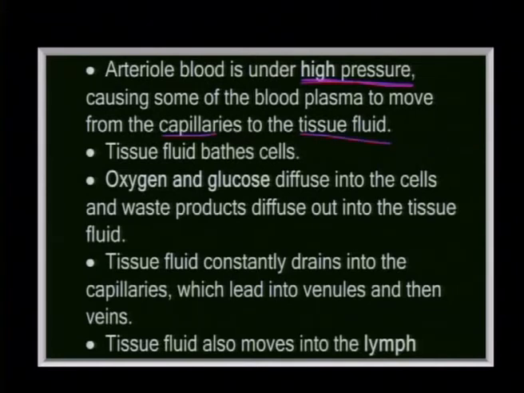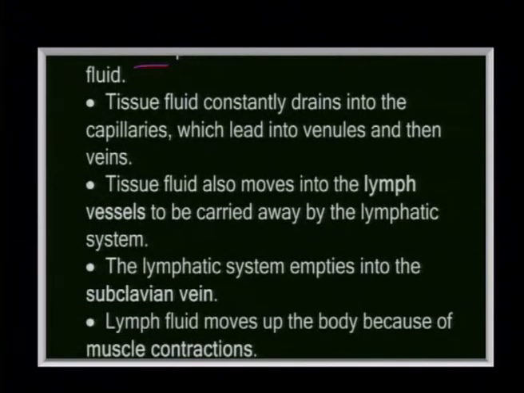The tissue fluid bathes the cells. Oxygen and glucose diffuse from this into the cells, and your wastes are going to diffuse out. But sometimes you can't get all the waste away. So tissue fluid drains into the capillaries, which leads into the venule, which then eventually becomes veins. But your tissue fluid also moves into the lymph vessels. So it's like an extra way of ensuring that you're not keeping excess liquid around the cells in the tissue fluid. You've got to make sure that that tissue fluid is replaced all the time. Okay?